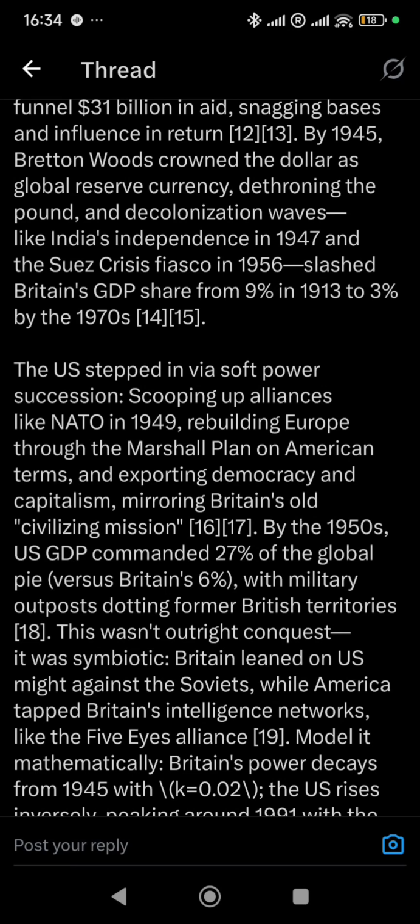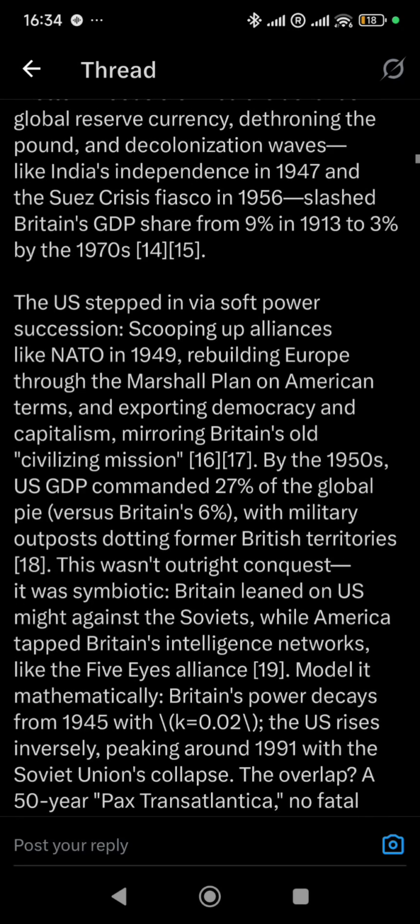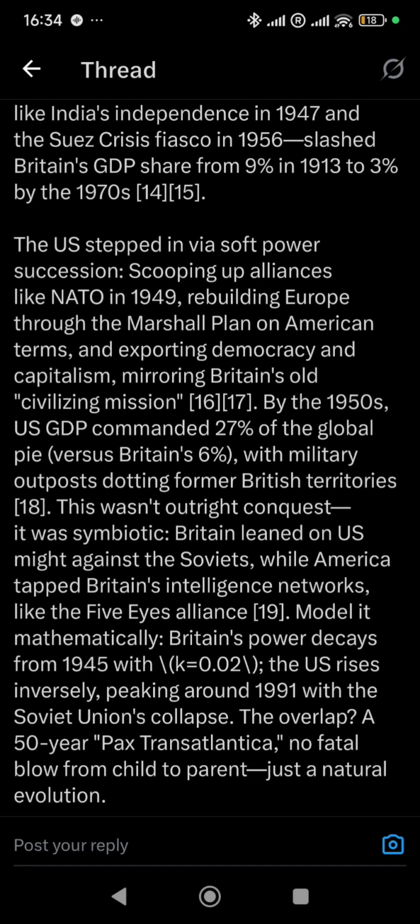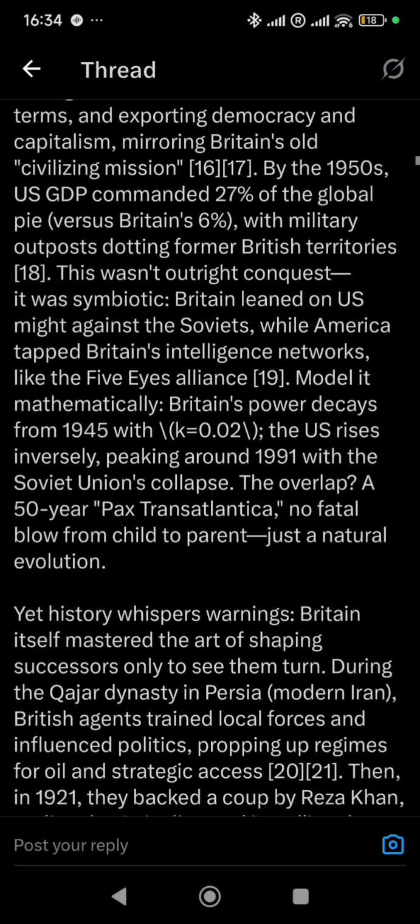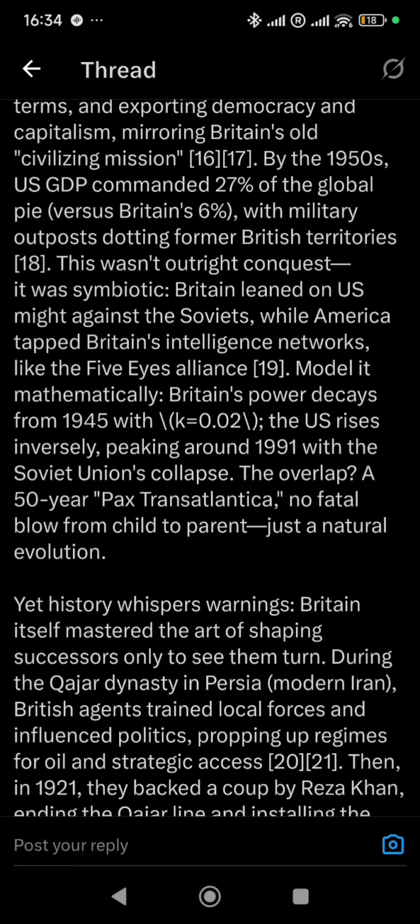References 14 and 15. The US stepped in via soft power succession, scooping up alliances like NATO in 1949, rebuilding Europe through the Marshall Plan on American terms, and exporting democracy and capitalism, mirroring Britain's old civilizing mission. References 16 and 17. By the 1950s, US GDP commanded 27% of the global pie versus Britain's 6%.